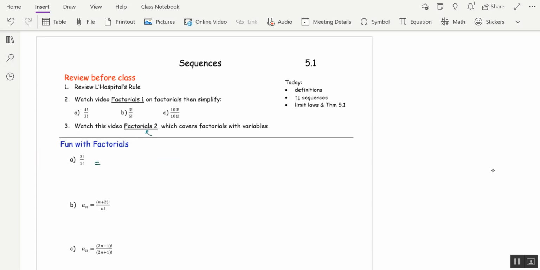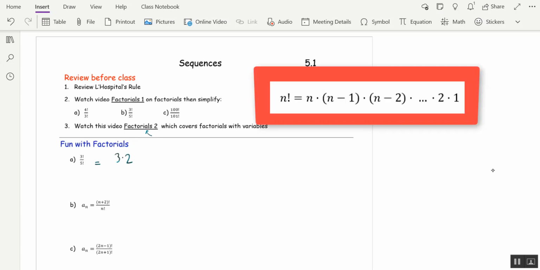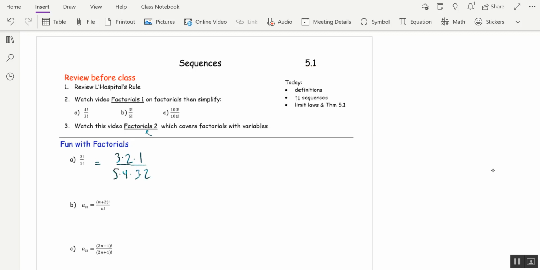3 factorial over 5 factorial. 3 factorial is 3, 2, 1. Downstairs, 5 factorial is 5, 4, 3, 2, 1. So we get a lot of cancellation: 1 over 20.